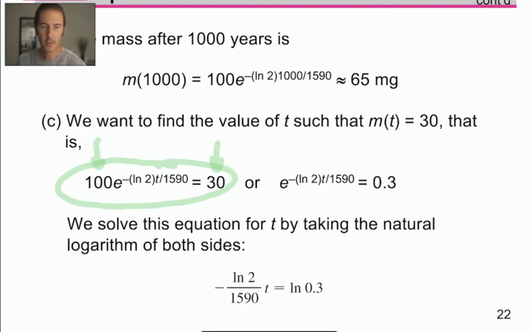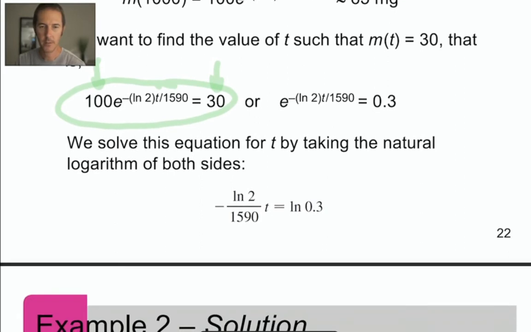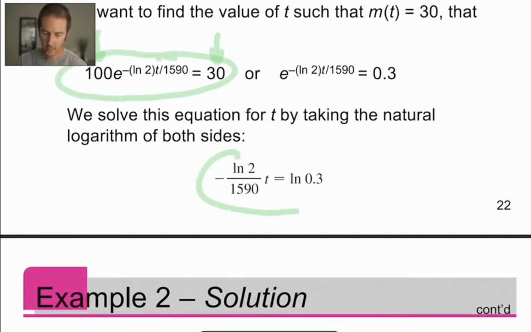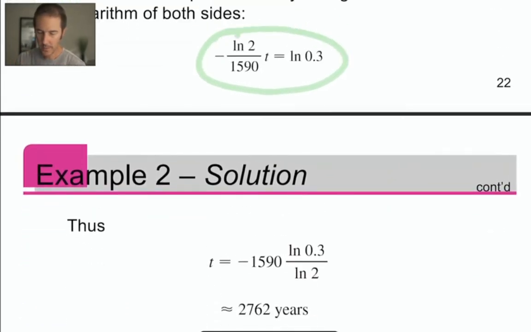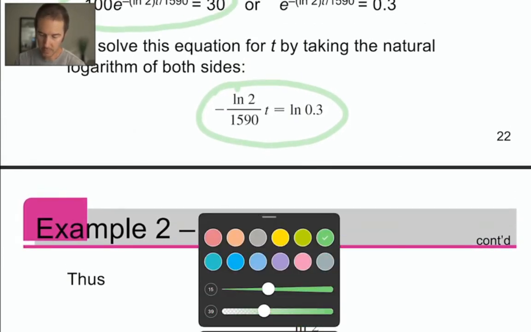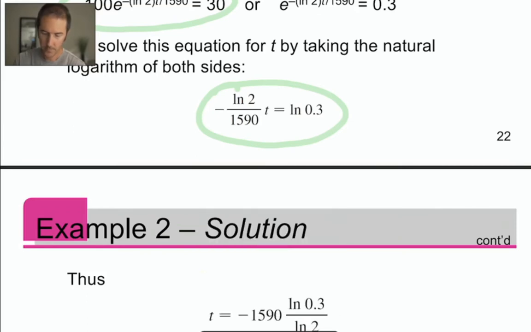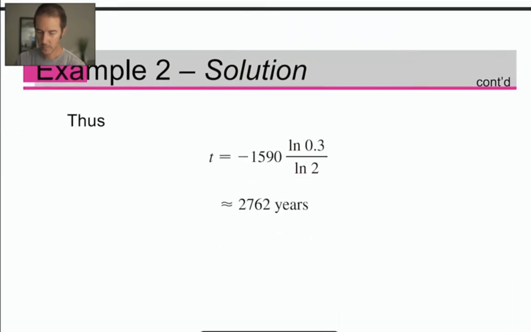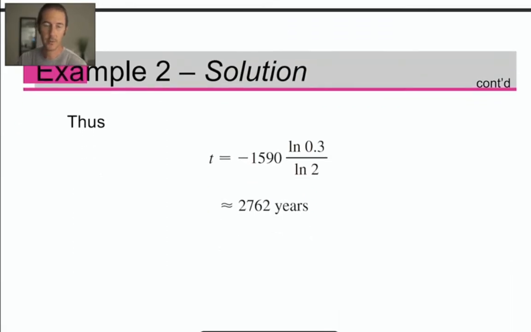Divide both sides by 100. Take the natural log of both sides. You have to do all of your algebraic manipulations, and your equation ends up looking like this after you take the natural log. And then you could just multiply both sides by the reciprocal of this, and you'll have your t-value. Approximately 2,762 years.